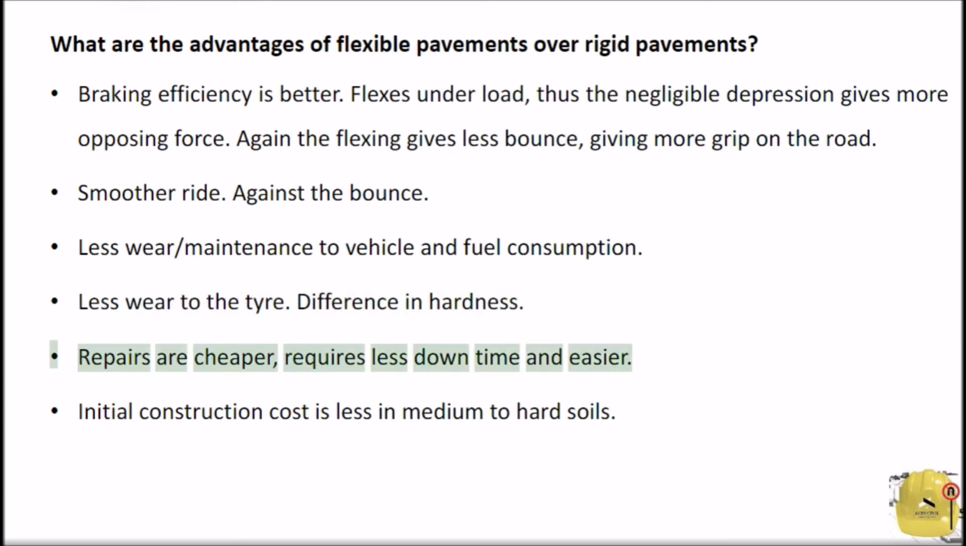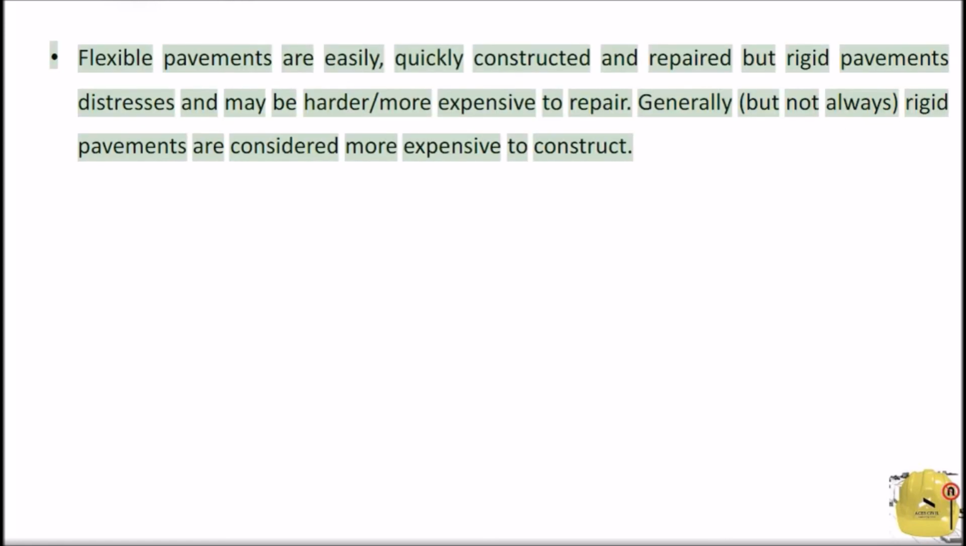Repairs are cheaper, require less downtime and are easier. Initial construction cost is less in medium to hard soils. Flexible pavements are quickly constructed and repaired, but rigid pavement distresses may be harder and more expensive to repair. Generally, but not always, rigid pavements are considered more expensive to construct.